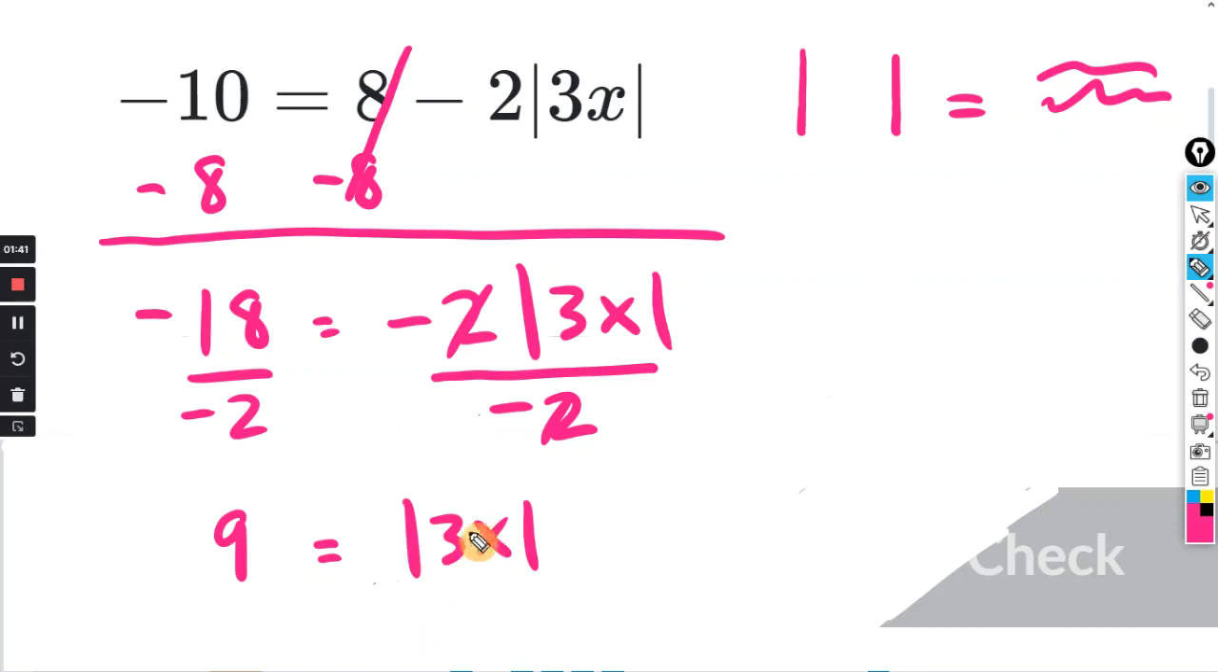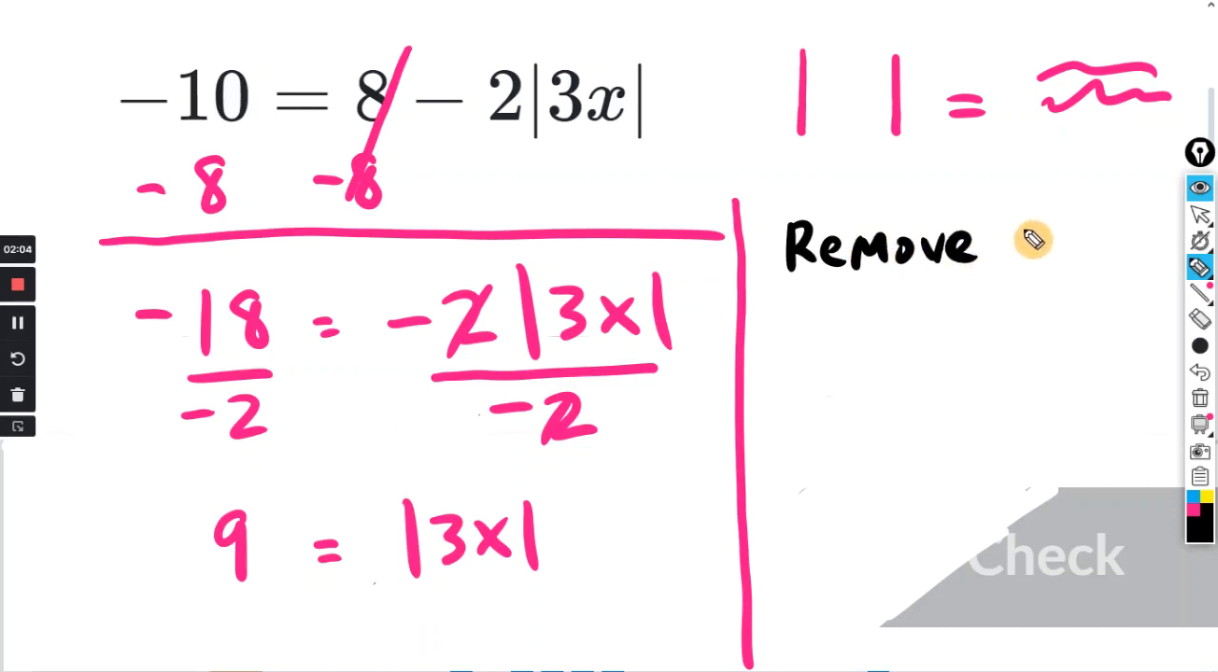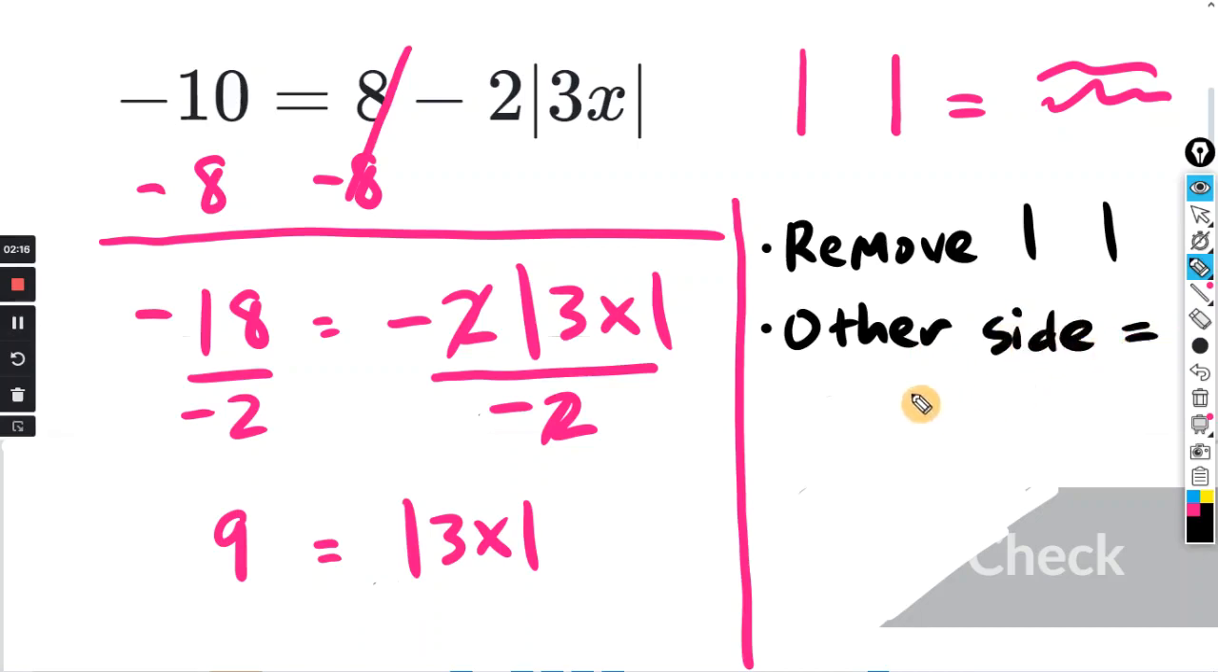Now, once you remove the absolute value, what you do is make this side plus or minus, because the absolute value will make it positive. So if the part inside equals 9 or negative 9, it's going to be the same thing. The final two steps really are to remove the absolute value, and then on the other side of the equal sign, make it plus minus. So those are the steps we're going to do.